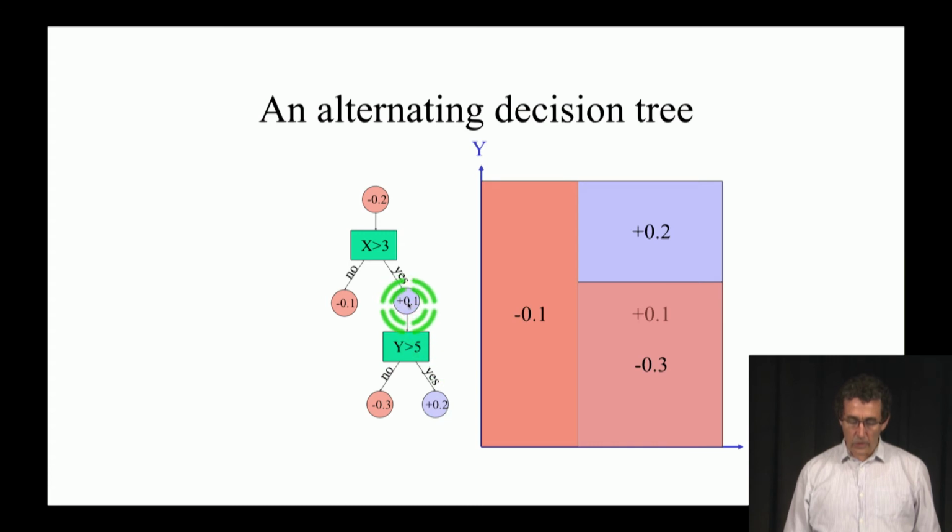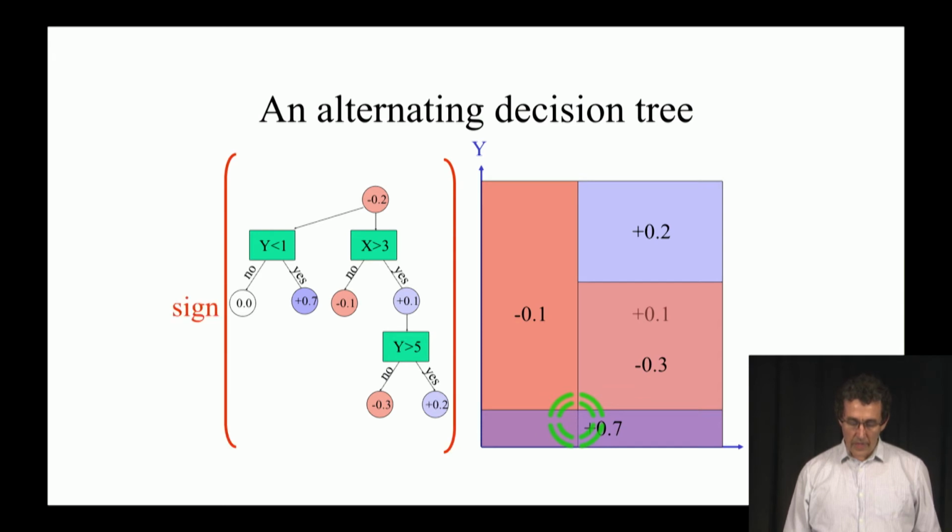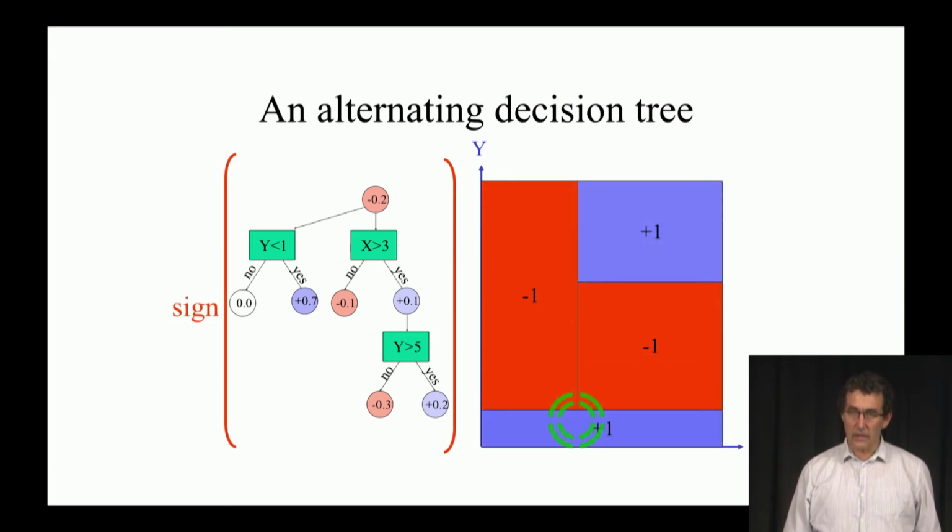We can add a weak rule here. Okay, so if we add a weak rule here, let's say this one, then it basically checks whether y is smaller than 1. And in that case, it contributes plus 0.7. If no, it contributes nothing. So what does that give us? It gives us something like a split here that adds 0.7 to the score. And now if you take the sign of that, then you get this kind of rule.